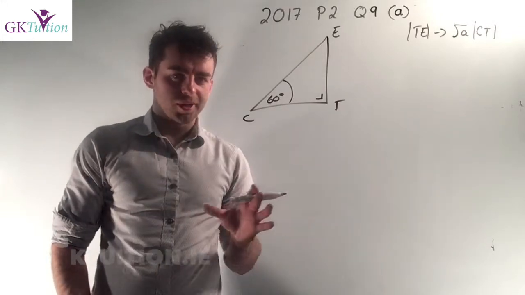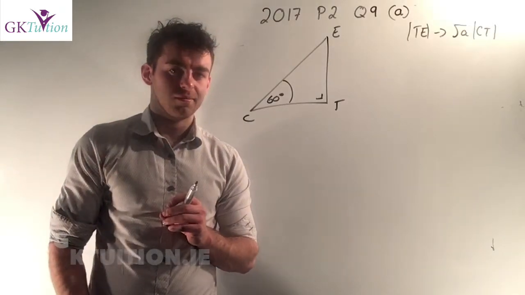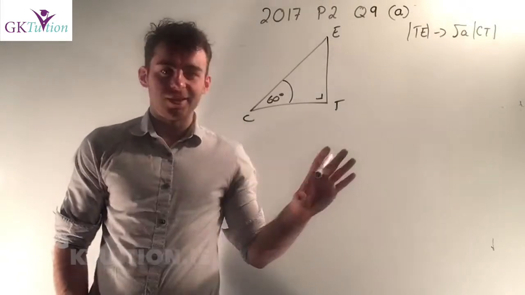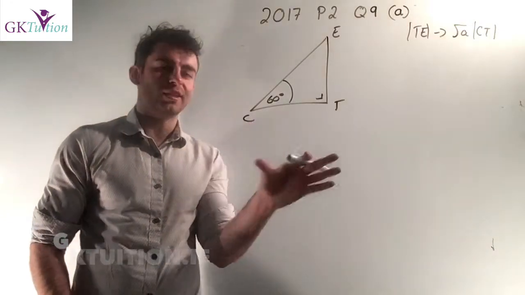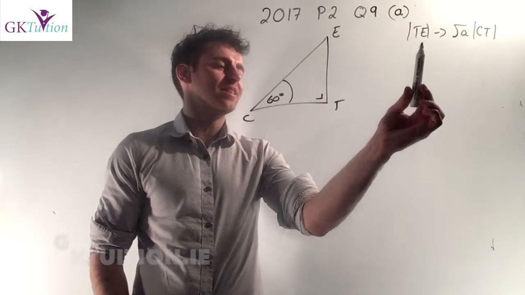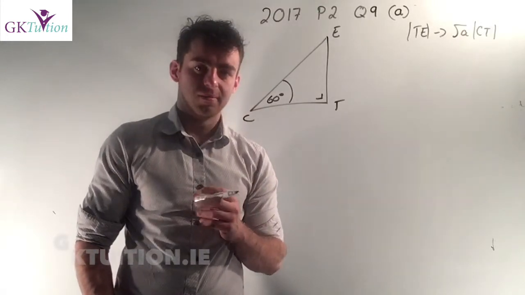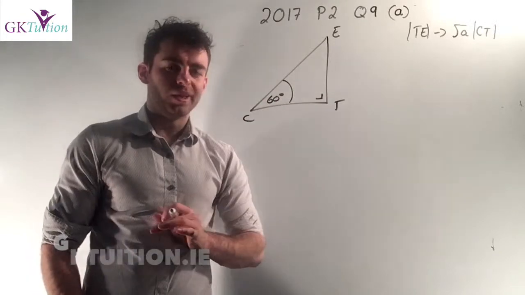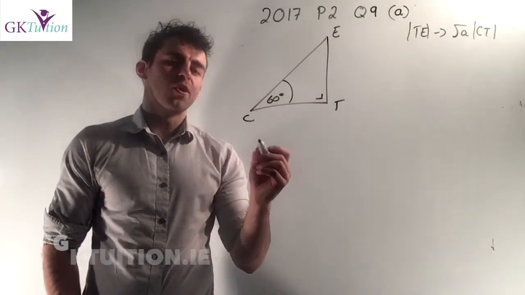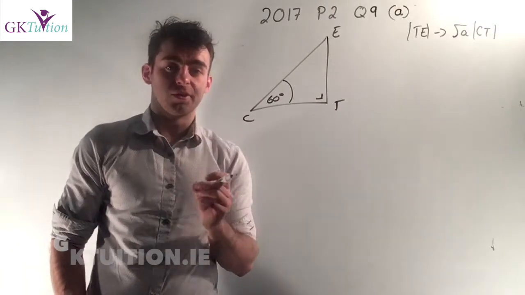But for the first part of the question, it starts by saying use the triangle ECT. So the rest of the diagrams are irrelevant. You literally just need this triangle. It says use the triangle ECT to get the distance TE in the form root A times CT. So the only thing I'm concerned with is this triangle. Now they've told me that the line TE is a vertical tree.